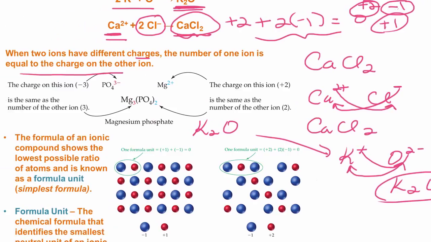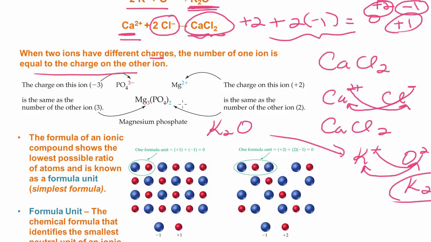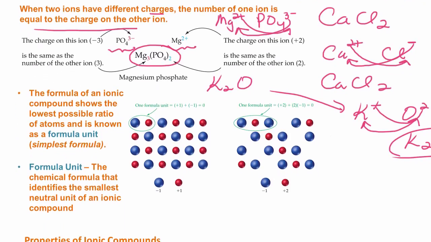Let's take a look at this magnesium phosphate. Here we have a -3 charge on the phosphate ion, a +2 on the magnesium, and remember the cation will come first. So let me write it this way, magnesium and then phosphate. So that 3 will go here and the 2 will go here, and this would be how we write the formula for magnesium phosphate. So what does the formula show us then?